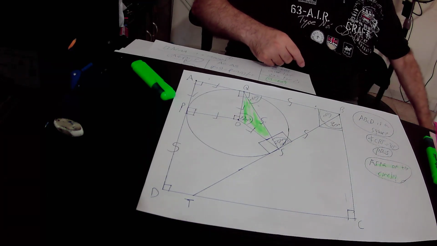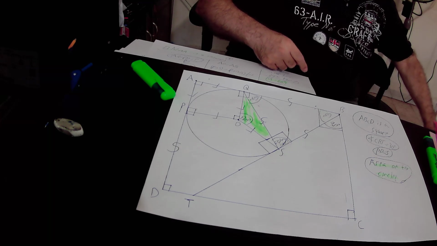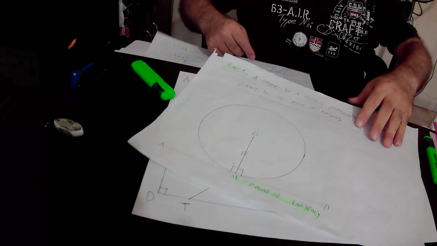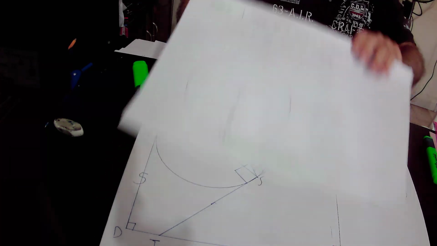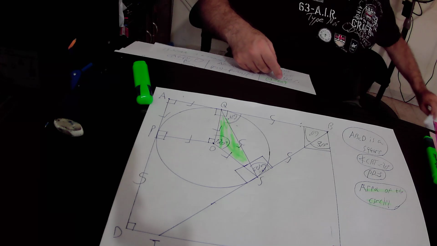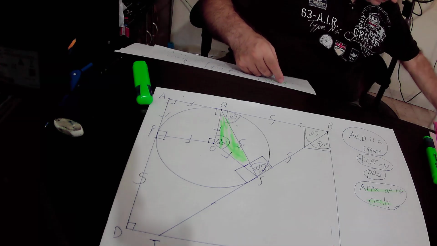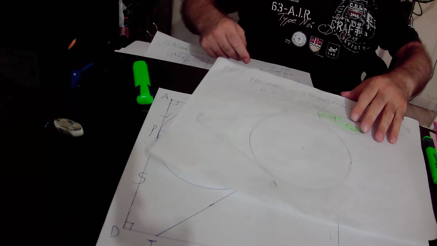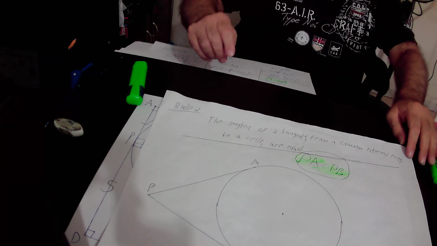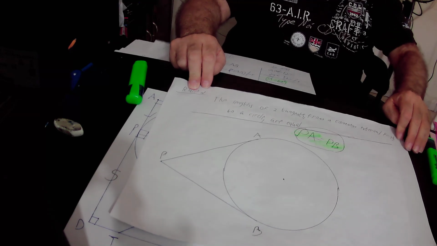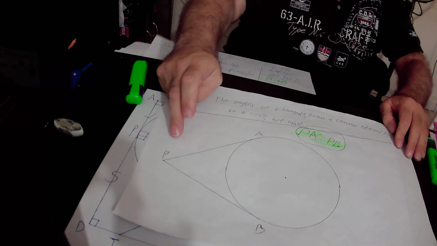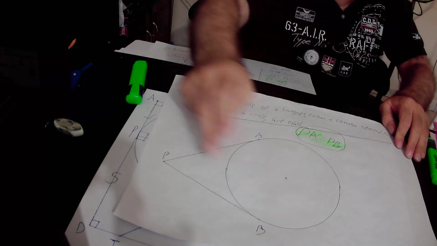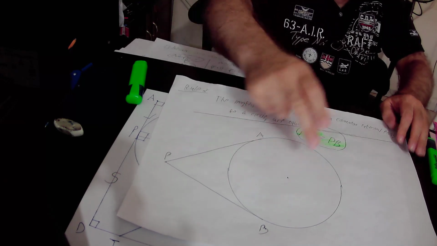Then I presented to you rule number 2. According to rule number 2, we have: the lengths of two tangents from a common external point to a circle are equal. We have the common external point P. From the common external point P, we have tangent PA and tangent PB. And according to this rule number 2, PA equals PB.